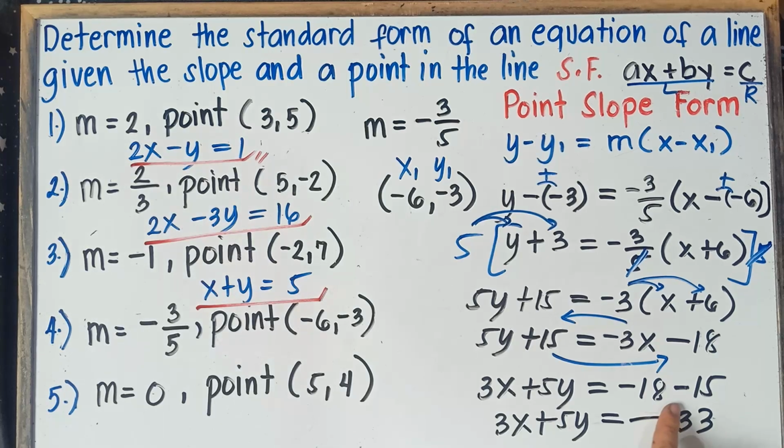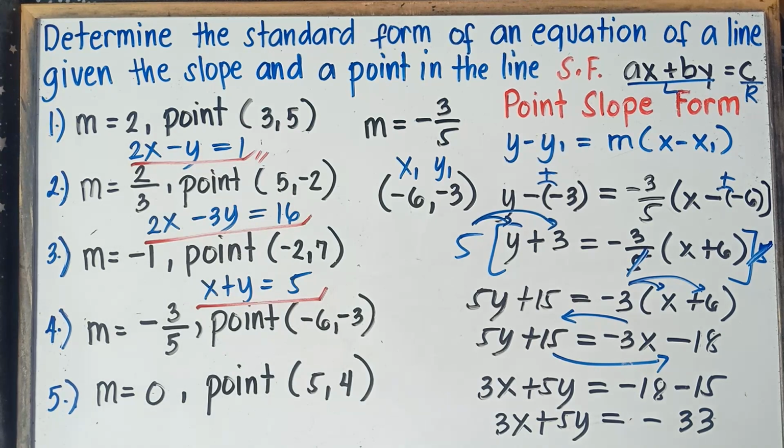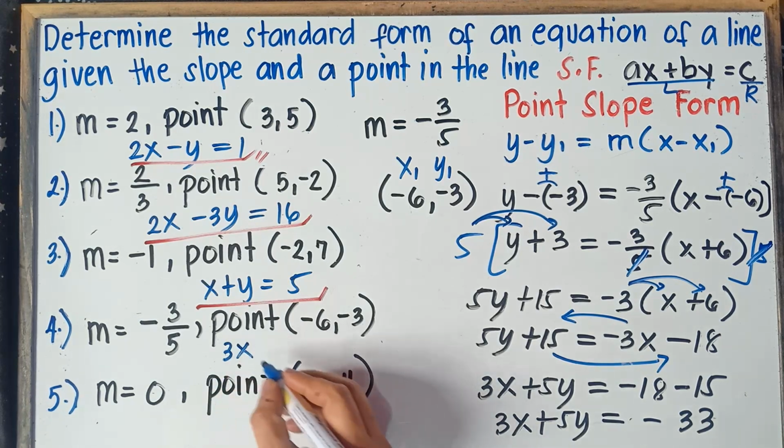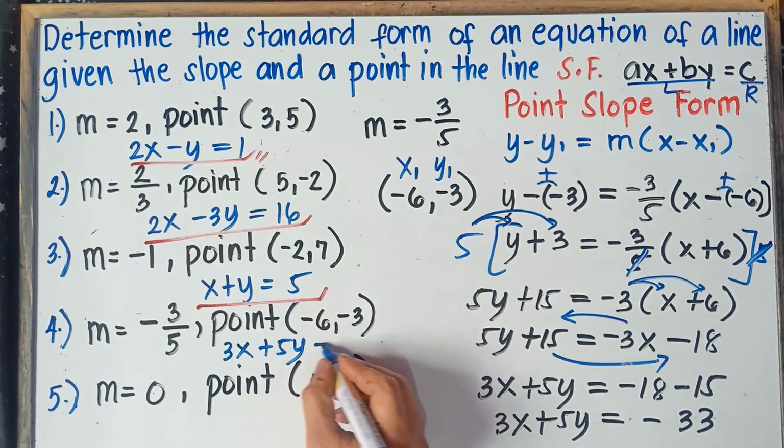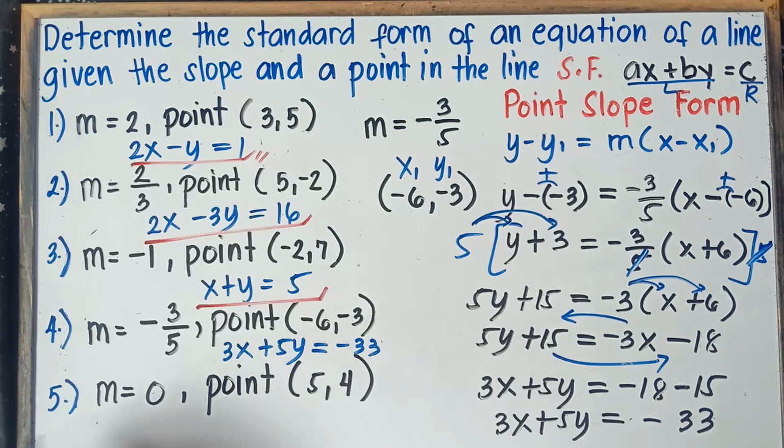That's it class, all set. That's the answer class with regards to example number 4. So we have 3x plus 5y equals negative 33. All set.